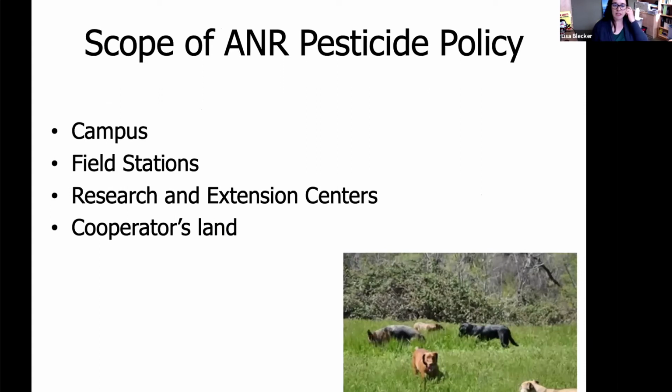The pesticide policy applies to us whether we're on campuses, field stations, research and extension centers, or even off UC property when we're working with cooperators. Our cooperators can be private growers, but they can also be public land like BLM or parks. So basically you're either on UC property or on a cooperator's land. Those are the two major distinctions.